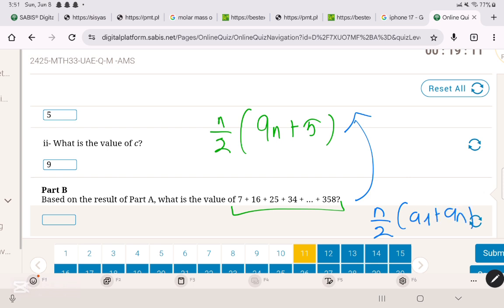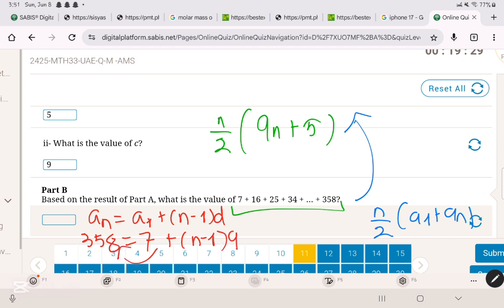Both ways work, so I will do both ways just to show you. Let us find n first of all. How do we find n? We apply the equation a_n is equal to a_1 plus n minus 1 times d. Common difference is 9. So a_n, which is 358, is equal to a_1, which is 7, plus n minus 1 times 9.